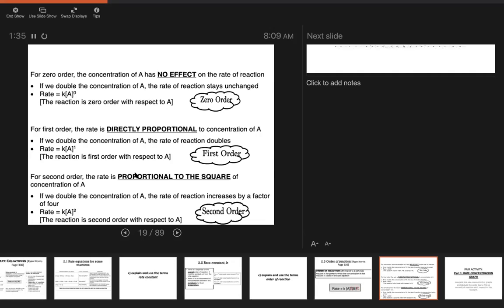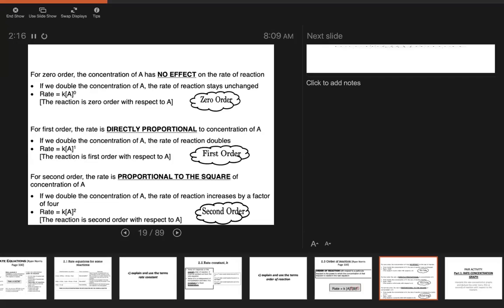So for first order, if you increase the concentration of a reactant, the rate of reaction increases by the same amount. The question that one person raised after the lesson last time was, what happens if we decrease the concentration? Same thing. If I decrease the concentration of a reactant by half, my rate of reaction will also decrease by the same amount, which is half. So the effect is the same: if you increase the concentration, the rate increases. If you decrease the concentration, the rate also decreases.